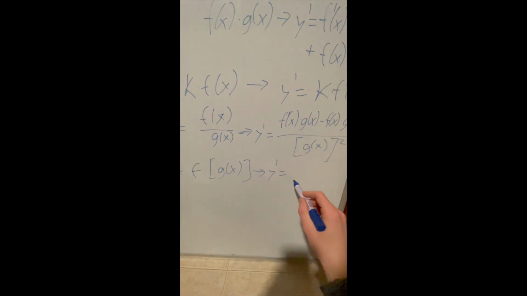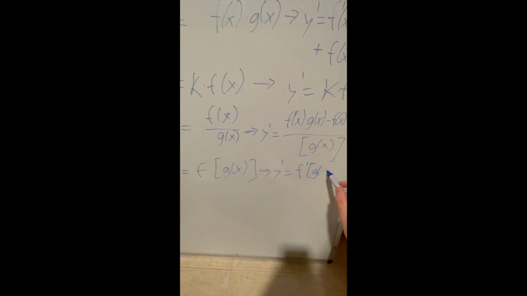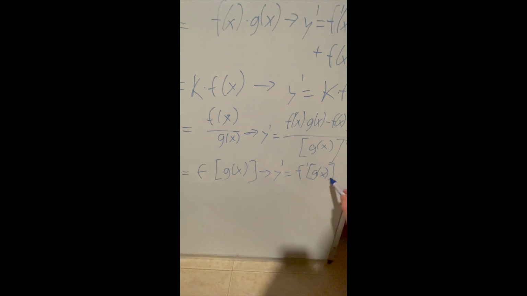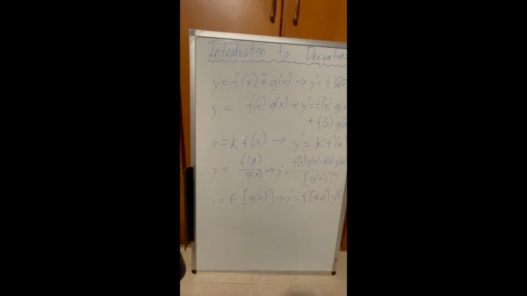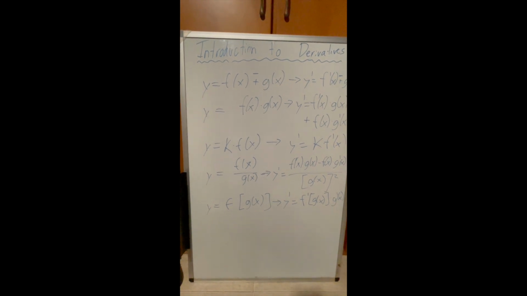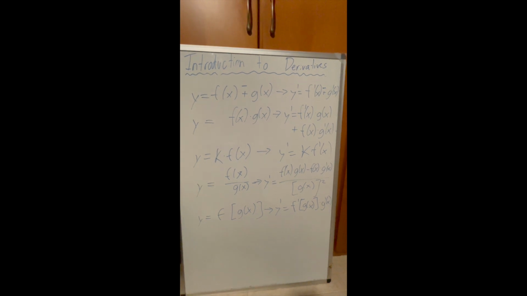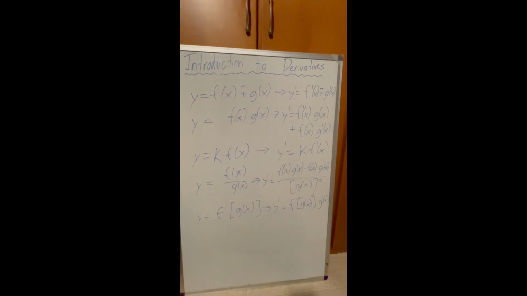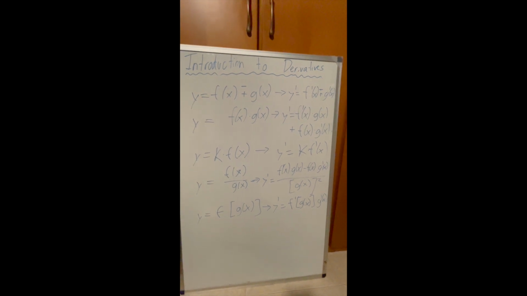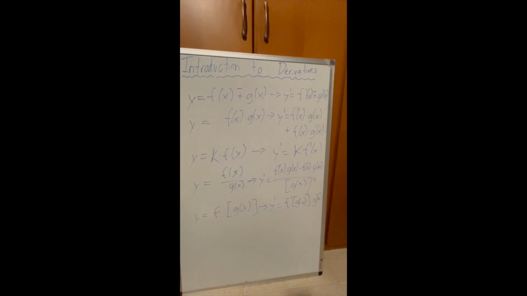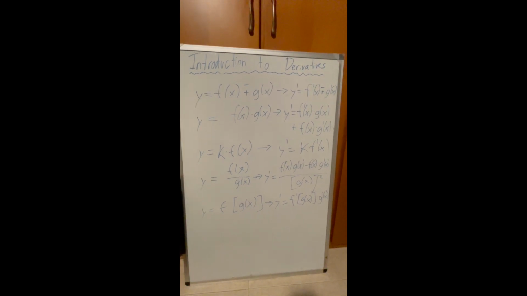times g prime of x. And those are the formulas or methods to use for a process. These are all formulas that you should try to memorize, as instead of having to apply the formula of derivatives every time to solve a problem, you can simply apply this knowledge and solve it much faster and easier.